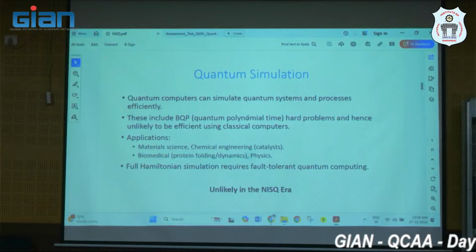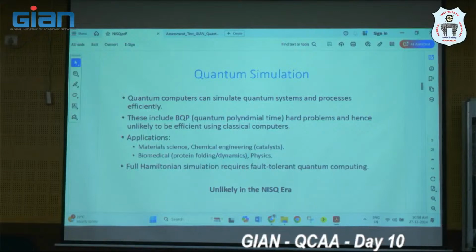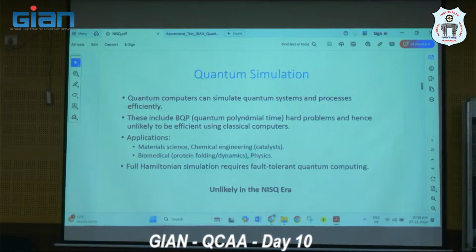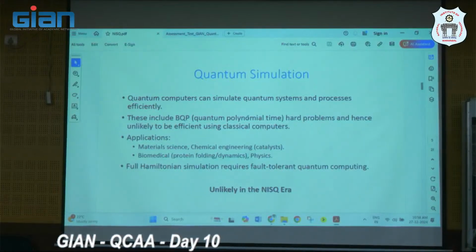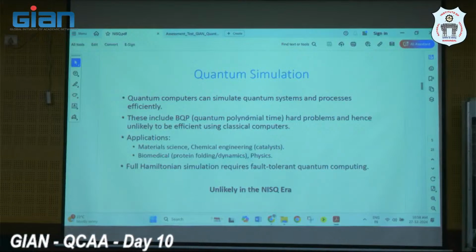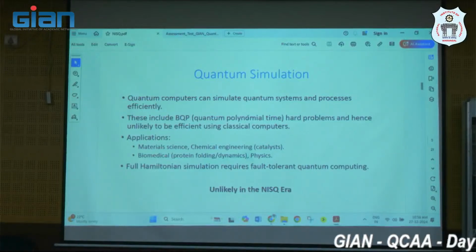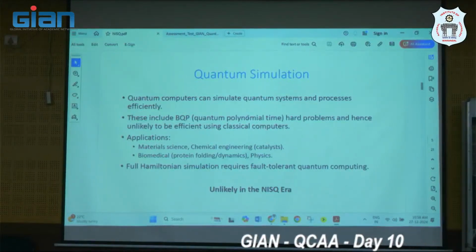What is known as BQP hard? What is BQP hard? For any complexity class, for example for NP, a problem is called NP hard if every problem in NP can be reduced to that problem in polynomial time, correct? So similarly, BQP hard problems are problems where every problem in BQP can be reduced to those hard problems in polynomial time.